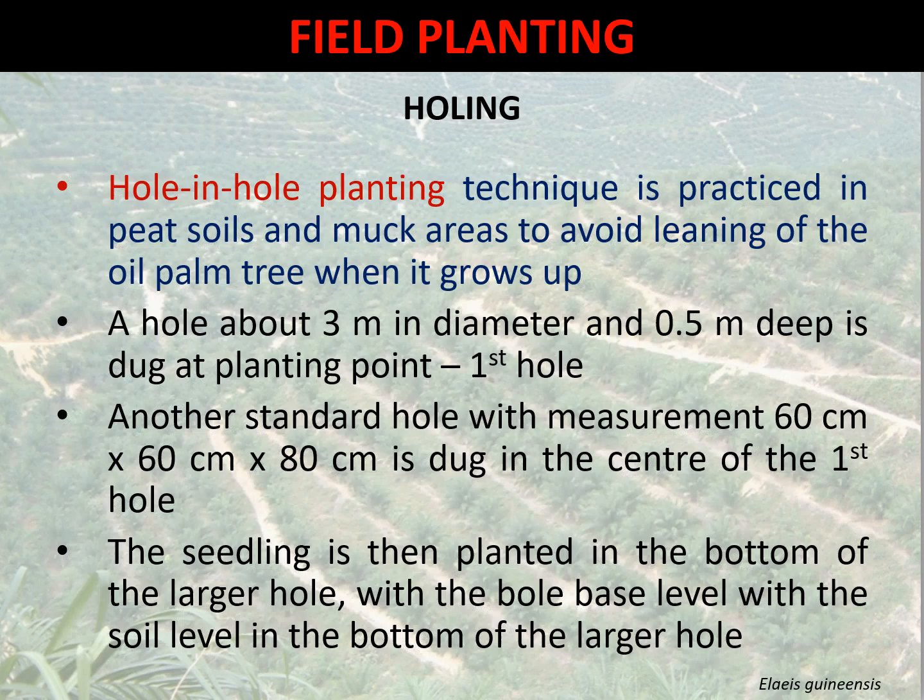The hole-in-hole planting technique is practiced in peat soils and marked areas to avoid leaning of the oil palm tree when it grows up. A hole about 3 meters in diameter and 0.5 meter deep is dug at the planting point for the first hole. Another standard hole with measurement of 60 cm x 60 cm x 80 cm is dug in the center of the first hole. The seedling is then planted in the bottom of the larger hole with the ball base level with the soil level in the bottom of the larger hole.